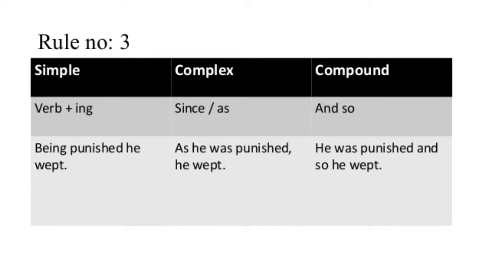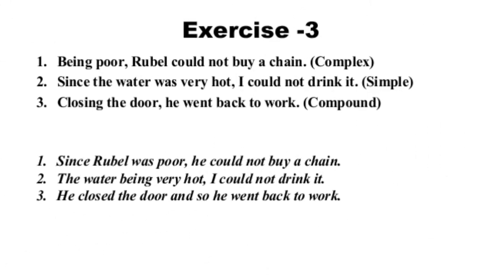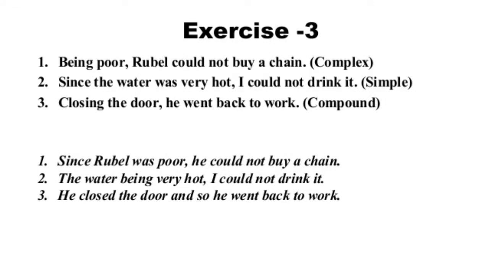So, being punished, he wept in simple. In compound, he was punished and so he wept. In complex, as he was punished, he wept. So this was the third rule that we have seen here. Now look at the examples for rule 3. Look at the first example: Being poor, Rubel could not buy a chain. What kind of sentence is it, children? Yes, it is a simple sentence because the sentence starts with verb plus ing form. So, "being" was started, so it is a simple sentence.